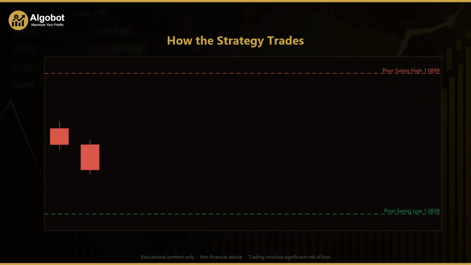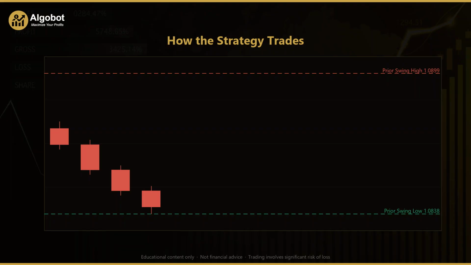Let's bring it all together on this illustrative chart. There's no separate indicator panel here, because this strategy reads price structure alone. I've drawn two dashed reference lines, a prior swing low at 1.0838 and a prior swing high at 1.0899. Watch the left side first. Price is sliding lower, candle after candle, a steady decline as sellers stay in control. The market presses down toward that prior swing low at 1.0838 and prints a fresh low right around it.